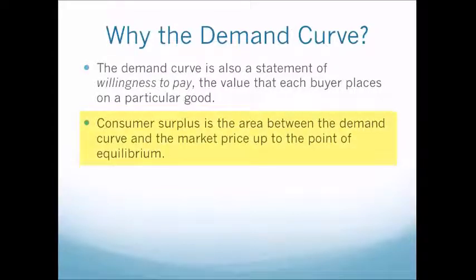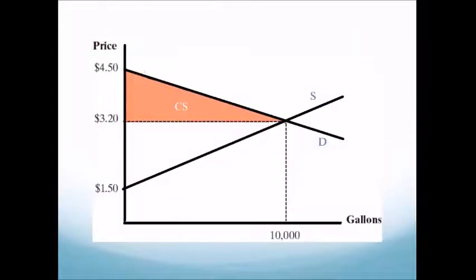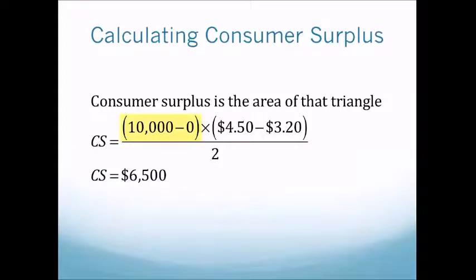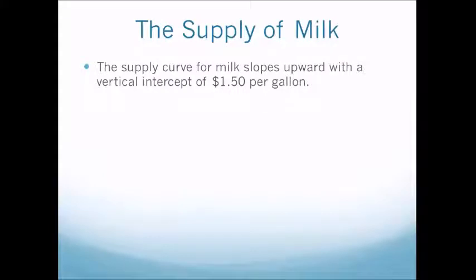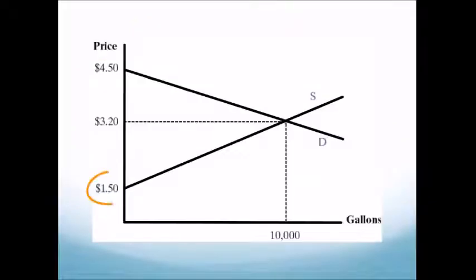Consumer surplus is the area between the demand curve and the market price up to the point of equilibrium. Consumer surplus is the area of the shaded triangle labeled CS. In welfare economics, it's important to remember how to calculate the area of a triangle: base times height divided by 2. The base is 10,000 minus 0. The height is $4.50 minus $3.20. Consumer surplus is $6,500.